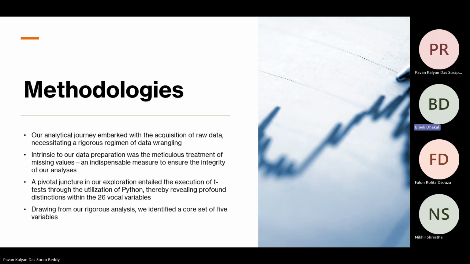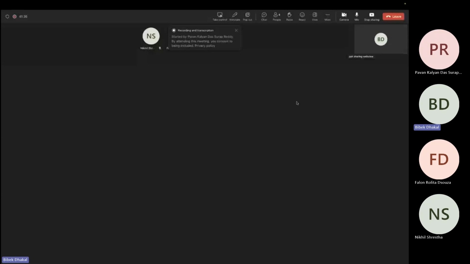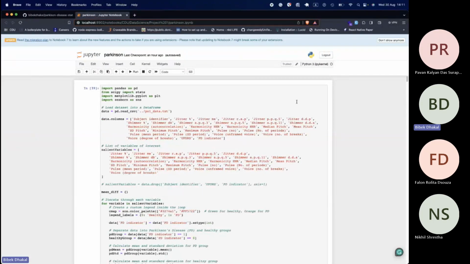Thank you, Nikhil. I'm Vivek. I will explain about the codes. We use different libraries to analyze those data. I'm sharing my screen. I think you will be able to see my screen. So basically, what we did is we use four different libraries: Pandas, SciPy, Matplotlib, and Seaborn.